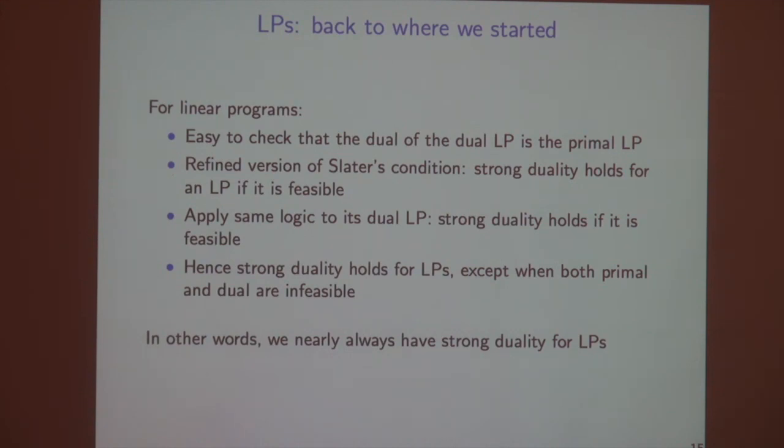In that case, you can actually check that you do get a duality gap. Right? What's the duality gap in that case? If the primal is infeasible, what's the primal optimal value? And if the dual is infeasible, what's the dual optimal value? Minus infinity. So that's the biggest duality gap possible. But if either of them are feasible, you get strong duality. Okay, so like I said, pretty much always with linear programs, strong duality holds.